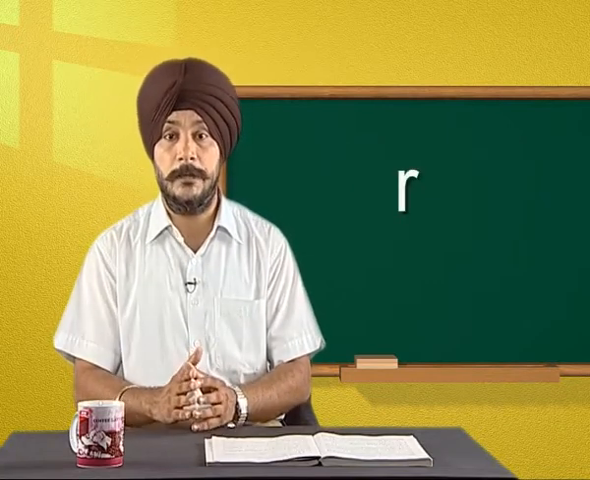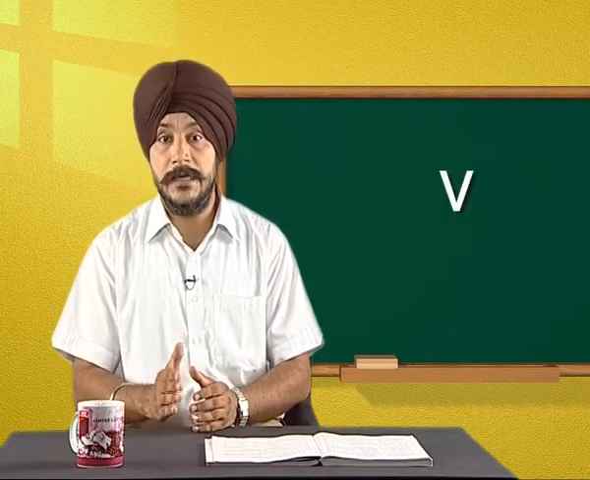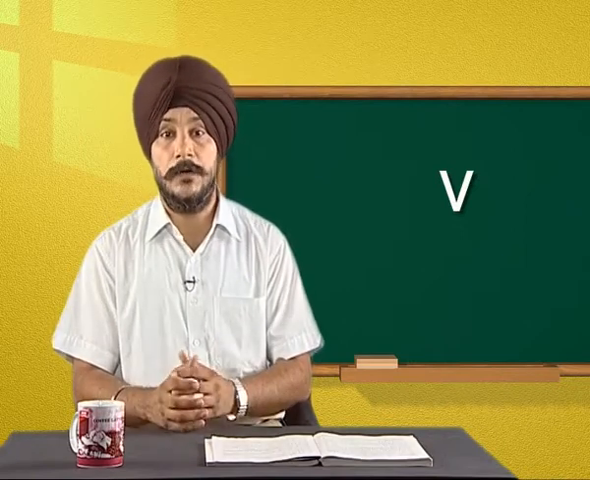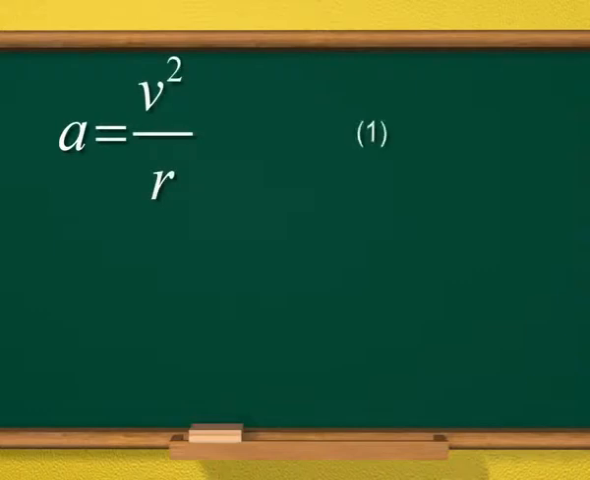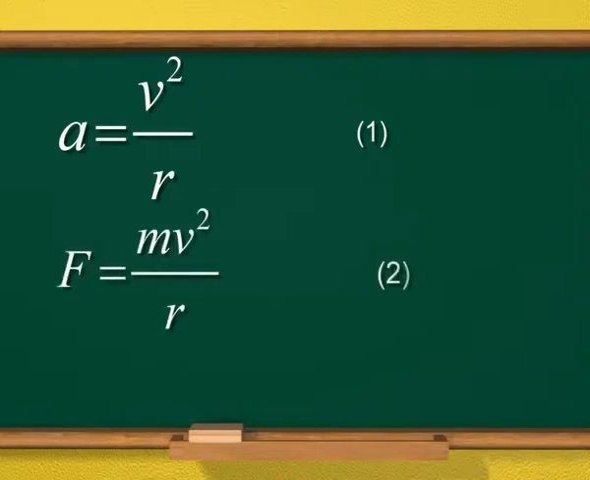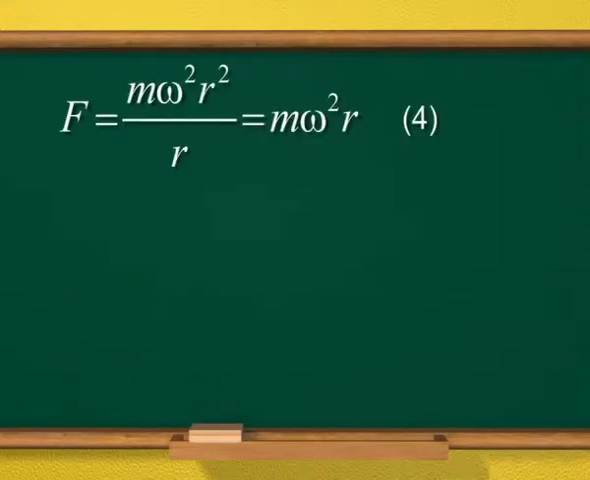If r is the radius of the circular path along which the object is moving and v is the uniform speed of the object, then the acceleration of the object is a = v²/r, representing equation 1. Therefore, centripetal force required to move a body of mass m with uniform speed v along a circular path is F = mv²/r, representing equation 2. Since the linear velocity of the object moving in a circular path is v = rω, representing equation 3. Using the result of equation 3 in equation 2, we get F = mω²r²/r, which is equal to mω²r, representing equation 4.